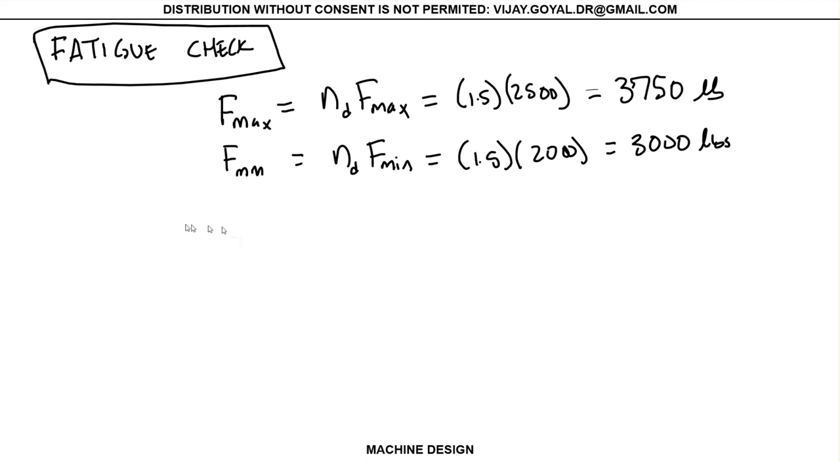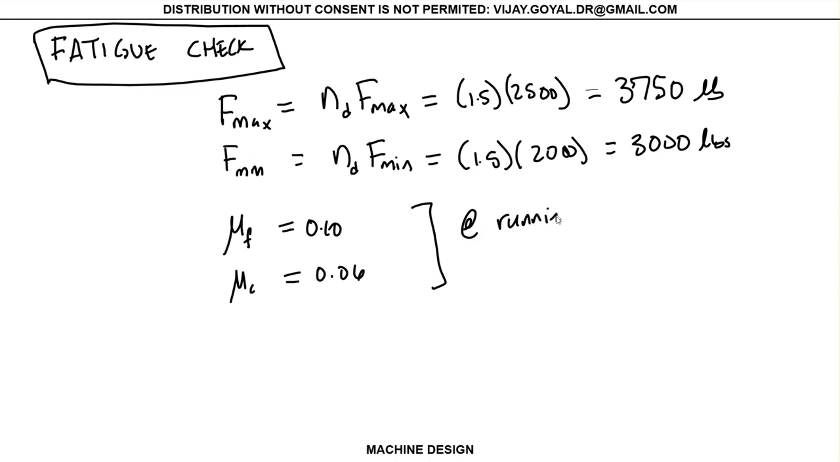And since we are working with cyclic loading, the coefficient of friction that I'm going to use is at running, and from the problem this is at running. This is from example number 1. You can go to example number 1 and you will see those are the values I used. So you have this information now.